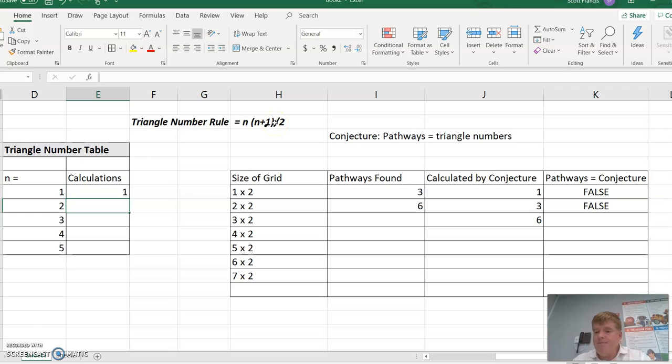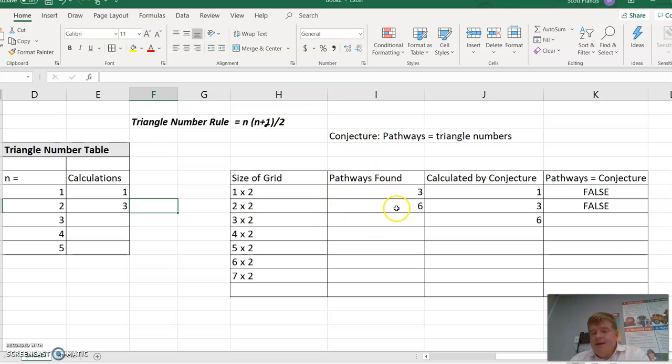Now, remember in maths, we want to do the communication. So I've taken a shortcut here. I'd be writing a few of these out. So you're showing me that you can substitute in. You're explaining the process that you're using. N equals 2. So 2 times 2 plus 1. 2 times 3 is 6, divided by 2 is 3. Okay, so we've got those triangle numbers here.